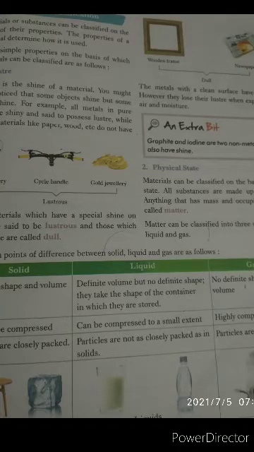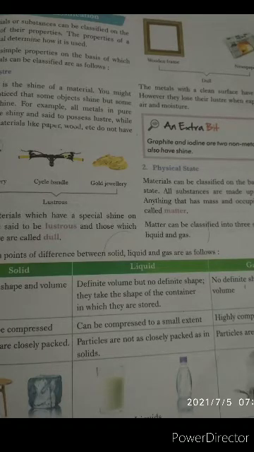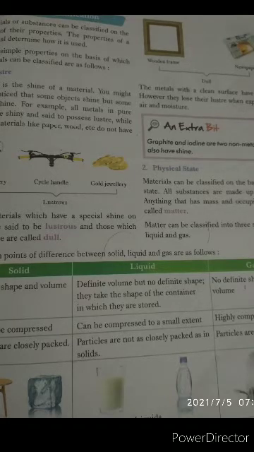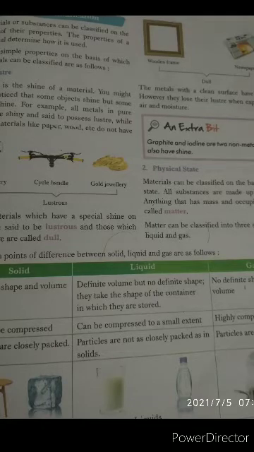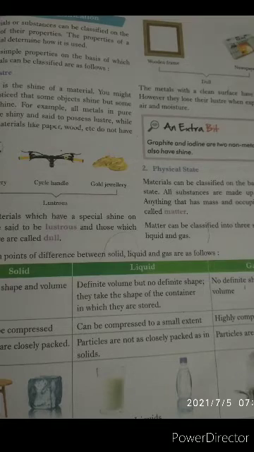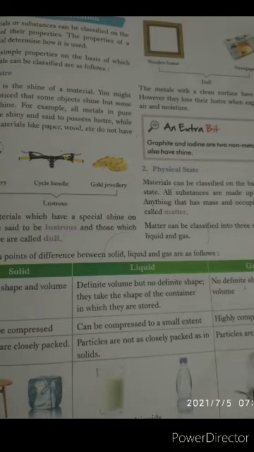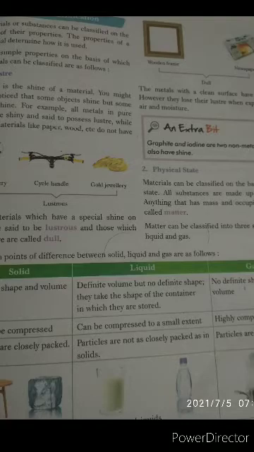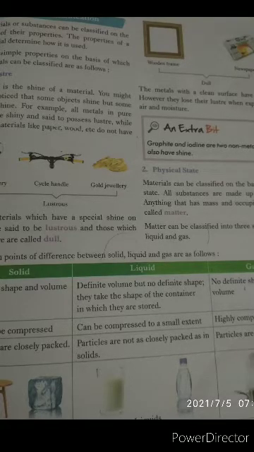The main points, sorry, I will go to the right side. Okay, the metals with a clean surface have luster. However, they lose their luster when exposed to air and moisture. The materials with a clean surface have luster. If it is in good finishing, then it will have luster. However, they lose their luster when exposed to air and moisture.